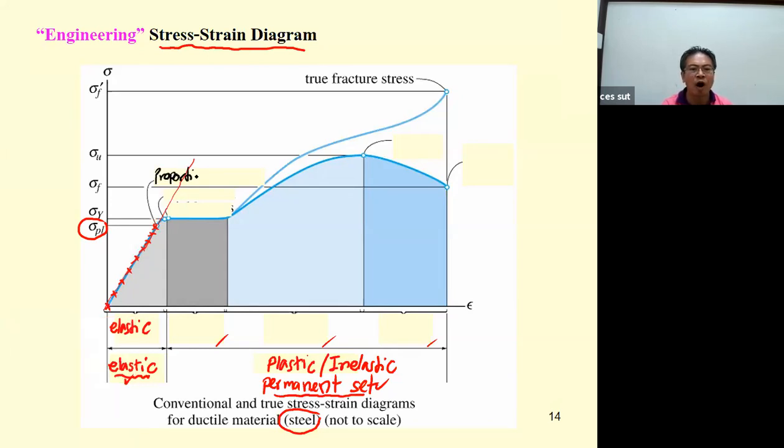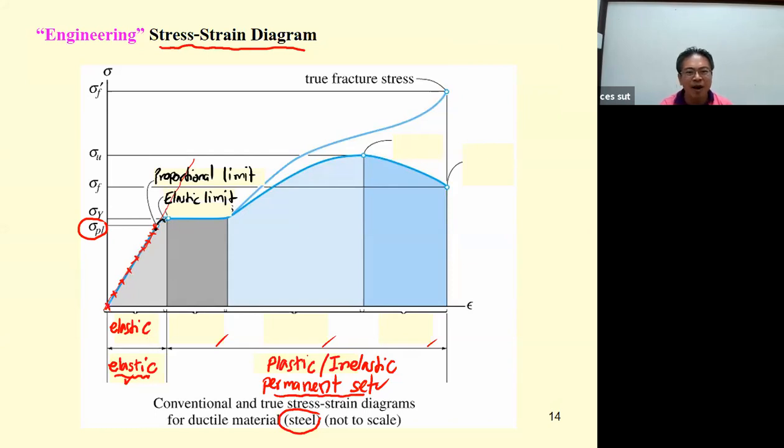This is the proportional limit, the last point where the stress is proportional to the strain. If you increase the load a little bit more, the graph is going to get a little bit curved and reach the point of the elastic limit. This is the last point where the material behaves in an elastic manner.